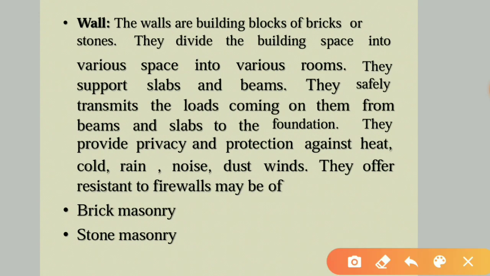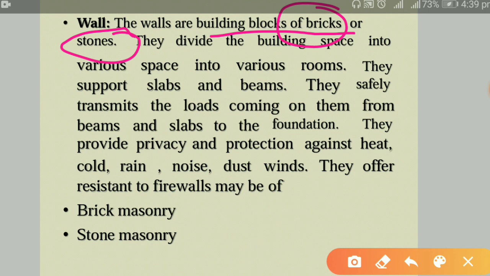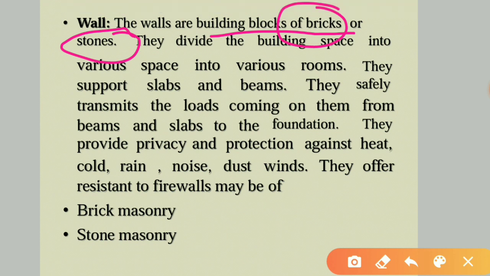Next one, walls. The walls are laid with the building blocks, what we call bricks or stones. With the help of the stones and bricks, we are going to lay the wall. So they divide the building space into various spaces or rooms. We are going to categorize the floor area into various rooms by providing partitions, and that partition is provided with the help of these walls.